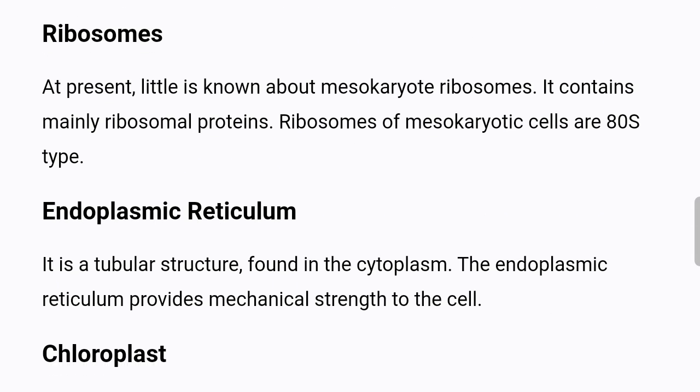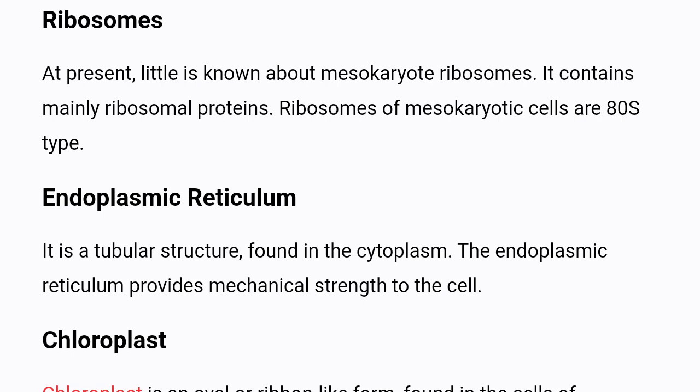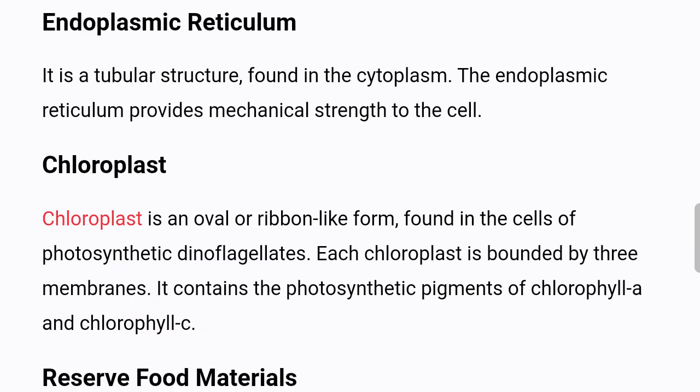Ribosomes. At present, little is known about mesokaryote ribosomes. They contain mainly ribosomal proteins. Ribosomes of mesokaryotic cells are 80S type. Endoplasmic reticulum. It is a tubular structure found in the cytoplasm. The endoplasmic reticulum provides mechanical strength to the cell.